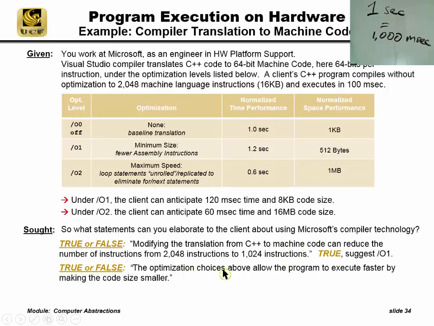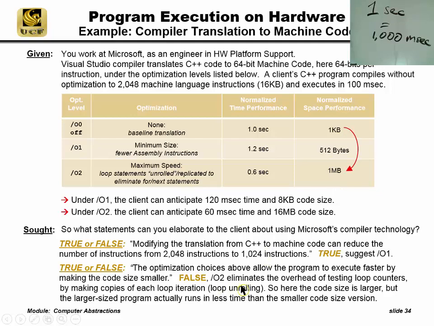Next question. The optimization choices allow the program to execute faster by making the code size smaller. True or false? When we execute with the O2 optimization for maximum speed, it does execute faster, but the code gets larger, not smaller. That seems counterintuitive, but there's something very important occurring here. O2 eliminates the overhead by reducing the testing of loop counters. Sometimes you can have compact code and use loops. But when we have loops, we have to increment the loop counter, the index, and then we have to test it and branch back up if the loop still has to execute.